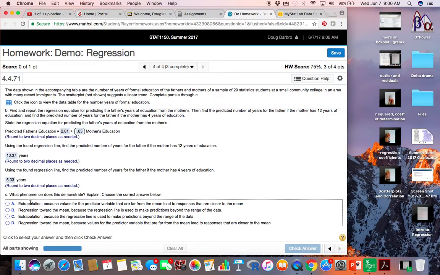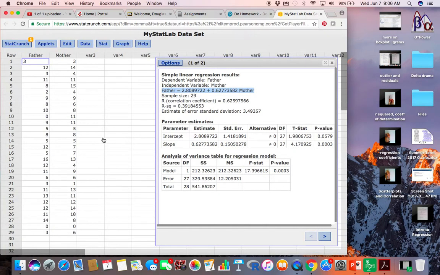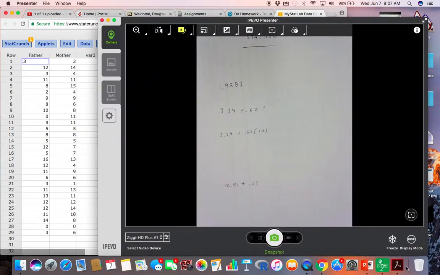So extrapolation doesn't apply here, because extrapolation would be if we tried to predict a value outside the range of the sample data. So, for example, let's say we're predicting mother's education from father's education. I can only predict values from 0 to 16. Because here's what happens. Let me go back over. This is a good place to insert a teaching moment.